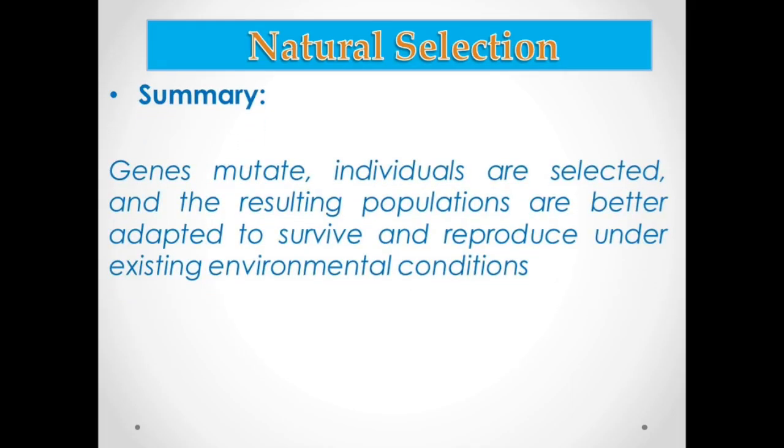So the process of biological evolution by natural selection is that genes mutate, individuals are selected, and the resulting populations are better adapted to survive and reproduce under existing environmental conditions. Okay, so genes mutate, then after that is natural selection, or individuals are selected, and the resulting populations are the ones that have the strong genes and have the abilities to survive under drastic or changing environmental conditions.